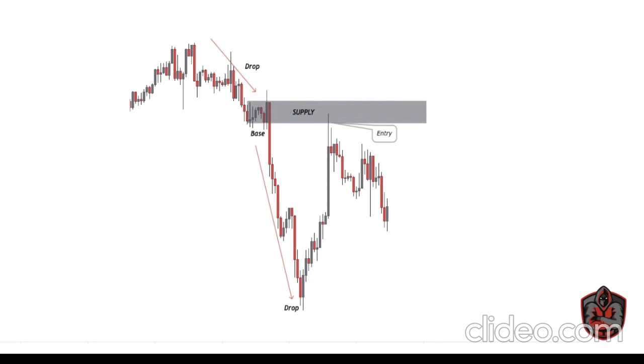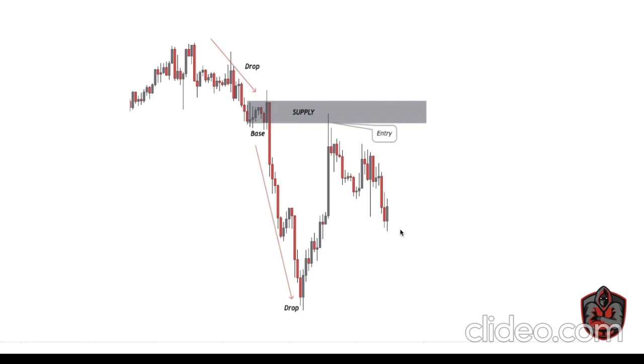Okay, this is another example. We have a drop and then we have a base. And then pay attention here. What's all of this? Imbalance. Not only do we have imbalance, we have a base, which marks out an area of supply. So now that price created that area of supply and left us that imbalance, we can now anticipate that when price pulls back, number one, it will fill in this imbalance and then mitigate that supply zone to then continue the move over to the downside.